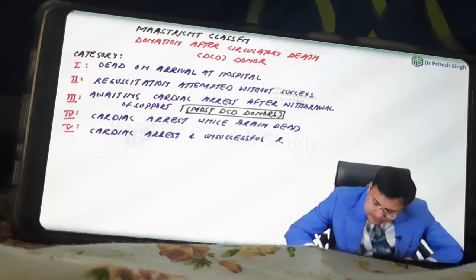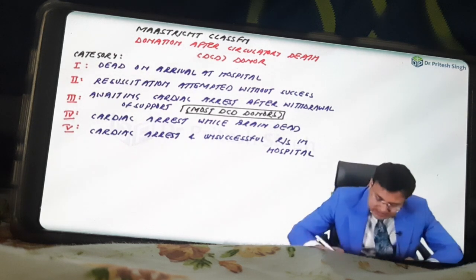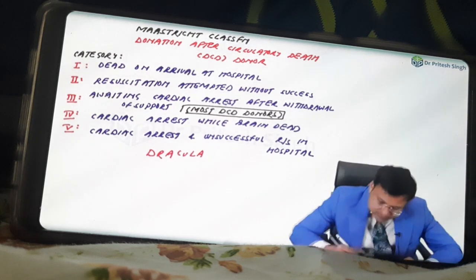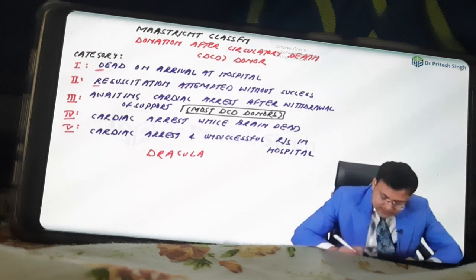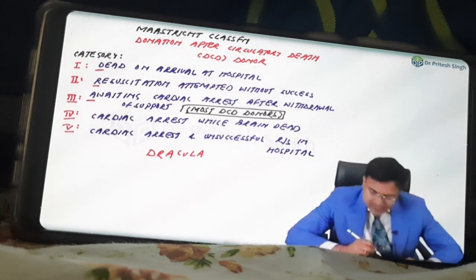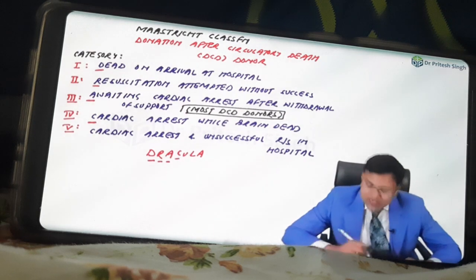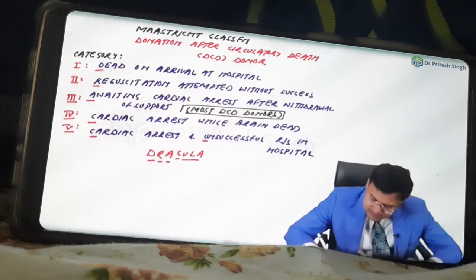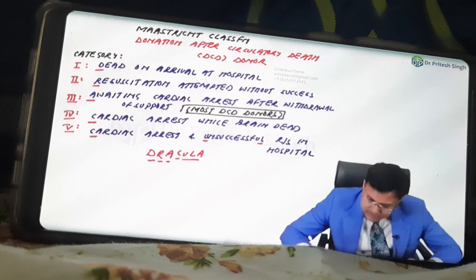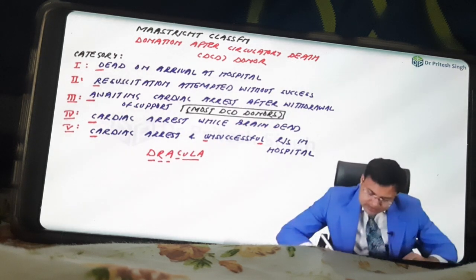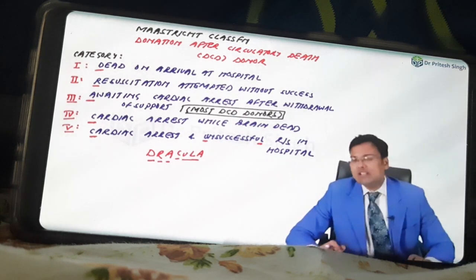So how to remember these categories? The mnemonic is Dracula. D, dead on arrival at hospital; R, resuscitation attempted without success; A, awaiting cardiac arrest after withdrawal of support; C, cardiac arrest while brain dead; and A, cardiac arrest with unsuccessful resuscitation in the hospital. So these are the 5 categories. Most DCD donors belong to category 3.